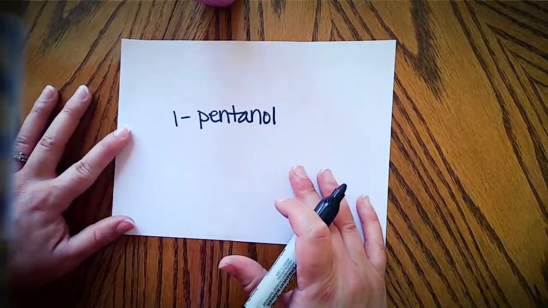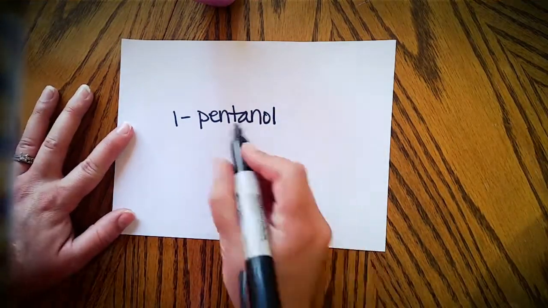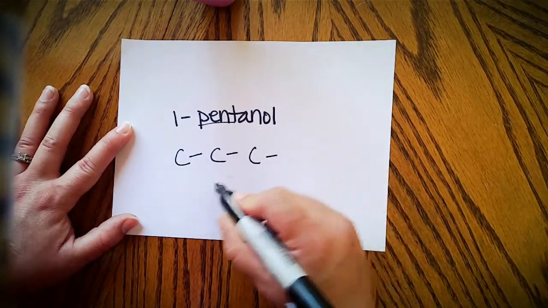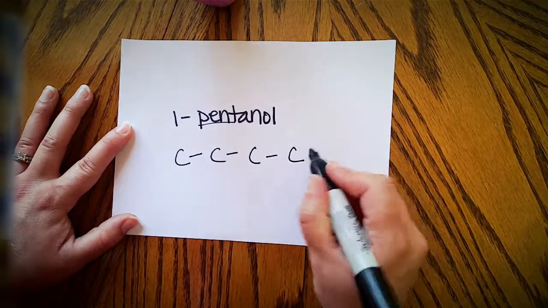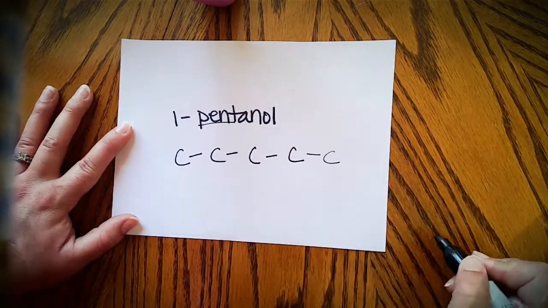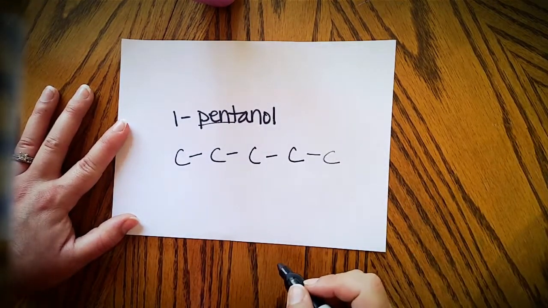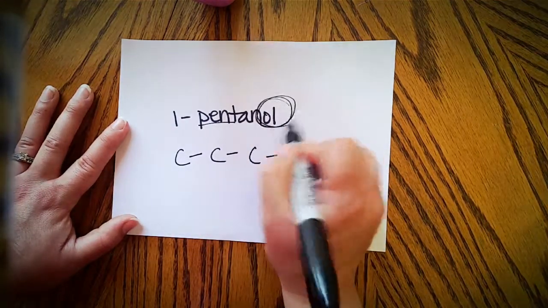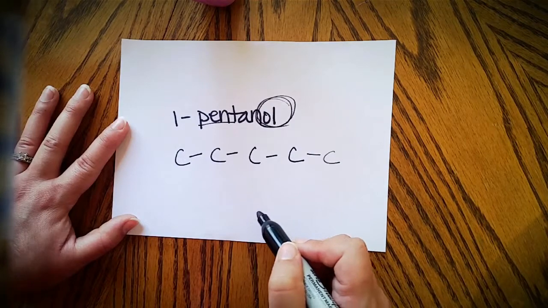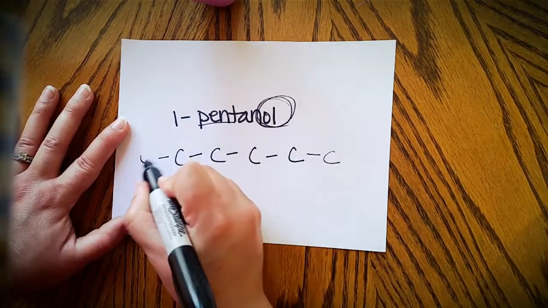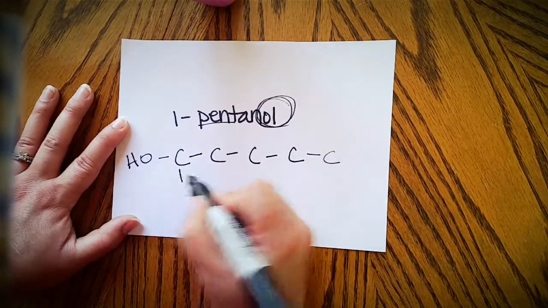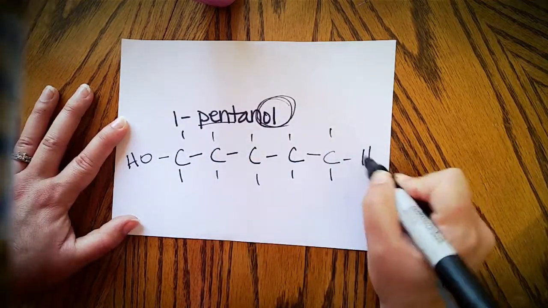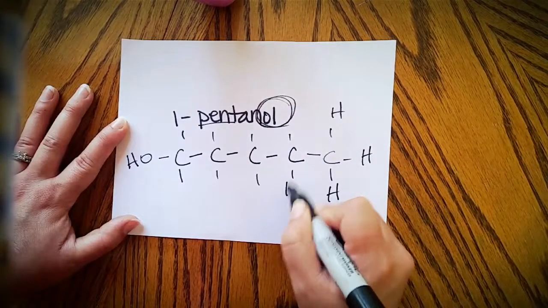Okay, and the last one, 1 pentanol. Again, pent means 5. 1, 2, 3, 4. Sorry, I don't know why I'm having a hard time counting today. And attached to the first carbon, I'm going to put an OH. That's what that ol means. It's an alcohol, OH. Again, doesn't matter if I put it on the top or the bottom or where I put it. And then I'm just going to go through and add my hydrogens.